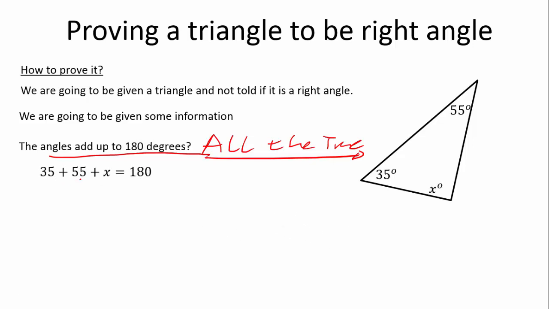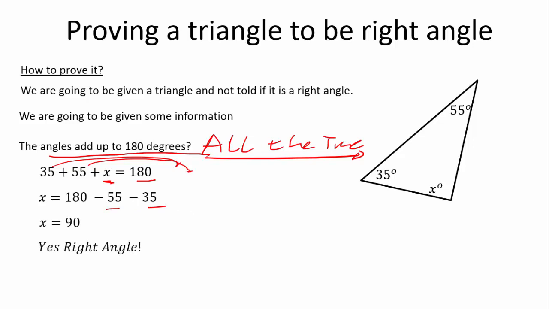Well, 35 plus 55 plus x have to equal 180. So x is simply equal to 180 minus 55, we took it to that side, minus 35, we took it to that side, and that is equal to 90 degrees. Oh, brilliant. It is a right-angled triangle.